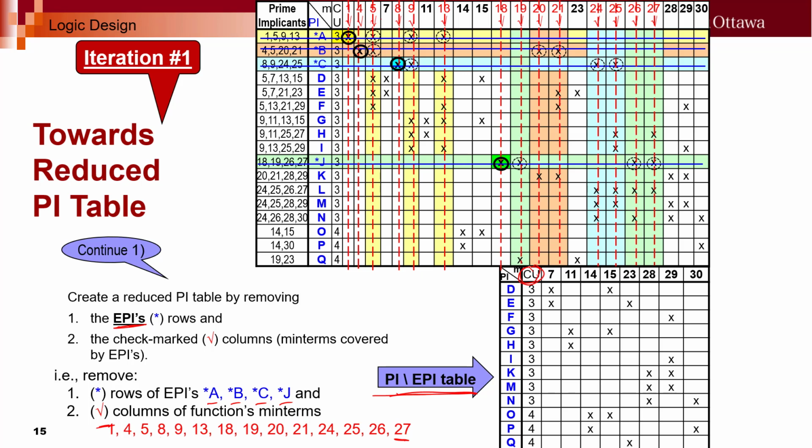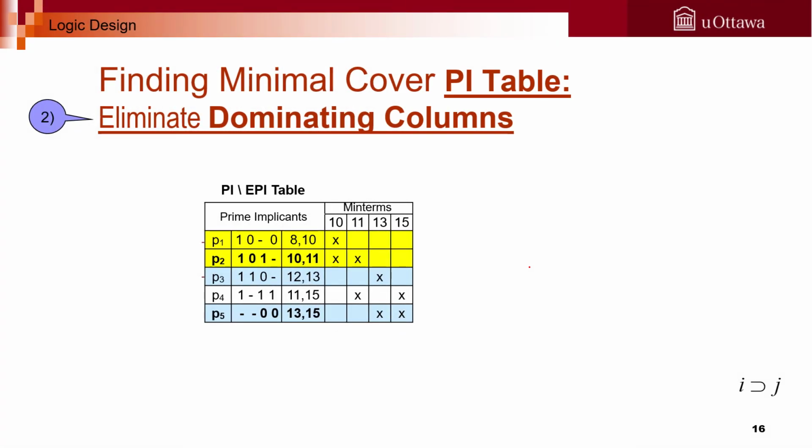So after this, what we have to do here, guys, is apply the dominating column and dominated row techniques. The two columns I and J of a prime implicant table which have check marks X in exactly the same rows are said to be equal. So if I have two columns and those columns have X's in the same rows, they're said to be equal.